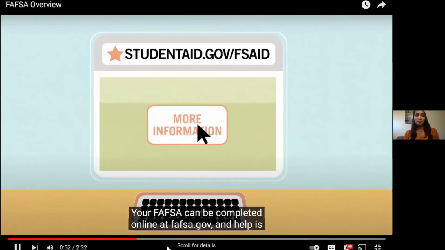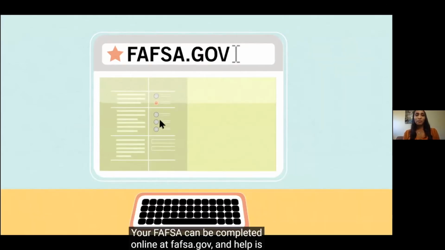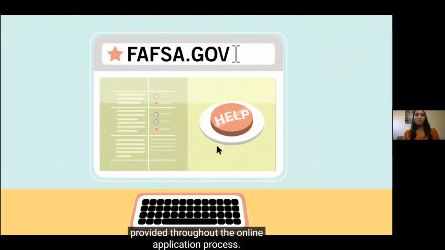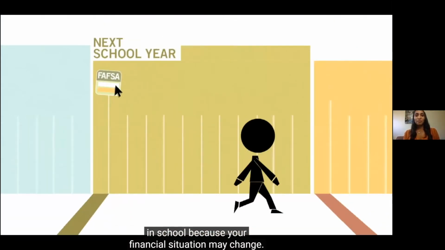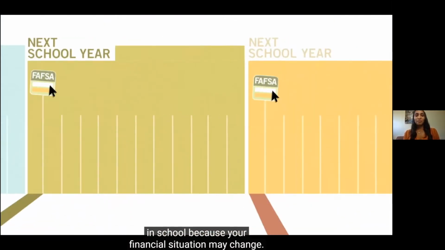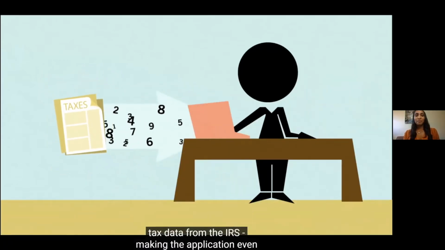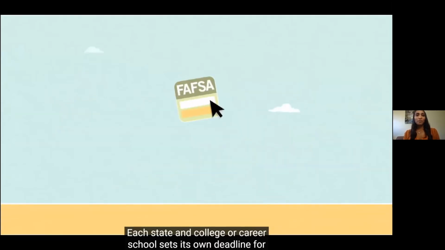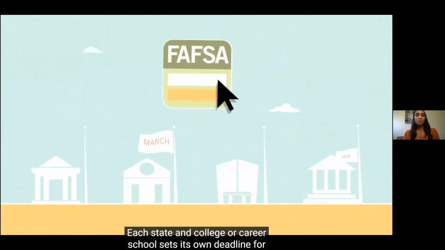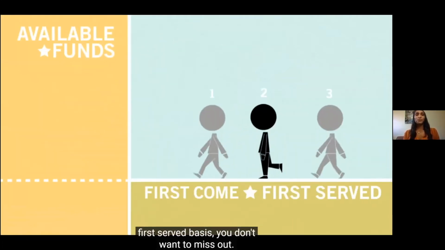Your FAFSA can be completed online at FAFSA.gov, and help is provided throughout the online application process. You will need to fill out the FAFSA each year you are in school because your financial situation may change. Plus, you may be able to automatically transfer your tax data from the IRS, making the application even quicker to fill out. Each state and college or career school sets its own deadline for the FAFSA, so it's best to get it done early. Since some of the funds are available on a first-come, first-served basis, you don't want to miss out.